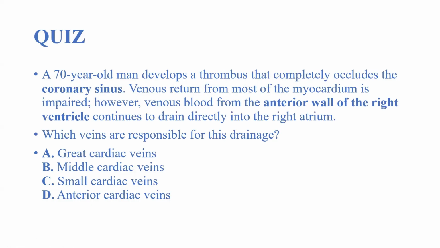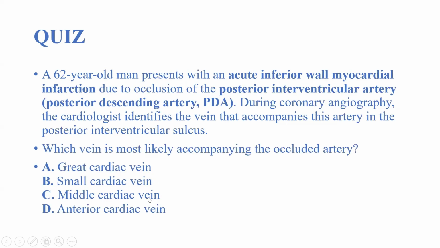The second MCQ: a 70-year-old man develops a thrombus that completely occludes the coronary sinus. Venous return from most of the myocardium is impaired. However, venous blood from the anterior wall of the right ventricle continues to drain directly into the right atrium. Which veins are responsible for this drainage? Options are great cardiac vein, middle cardiac vein, small cardiac vein, and anterior cardiac vein.